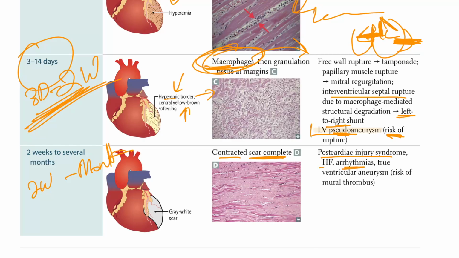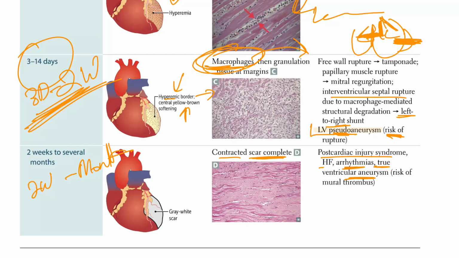And why arrhythmia? Because now you have this gray-white scar. It's just tissue on its own, right? It's not getting those action potentials from, let's say, the SA node and all that. So it can develop an electric charge here and can lead to arrhythmia. It's a complication.